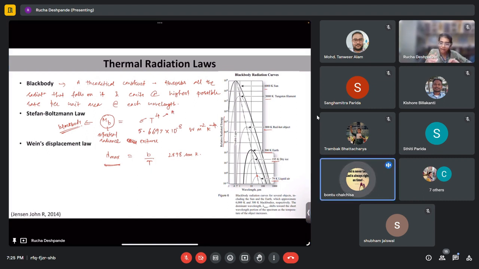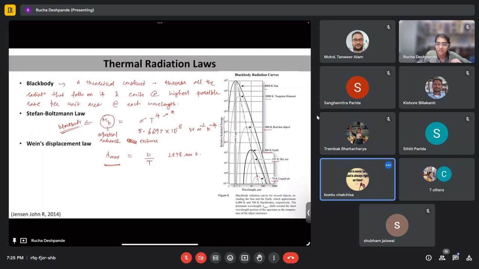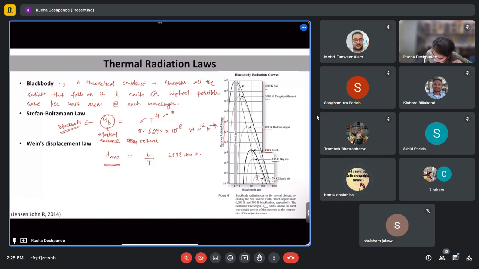And what lambda max gives us is the wavelength at which this curve is at its highest point. Anyone have a question? Okay. So it gives us the maxima of each of the curves.